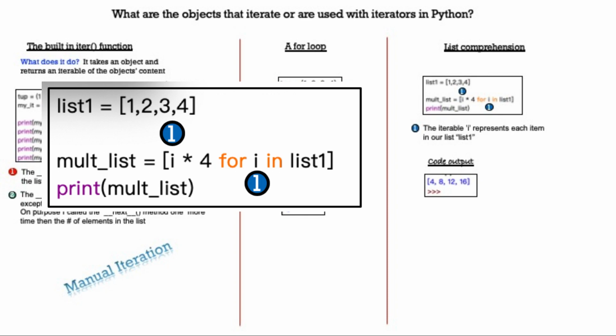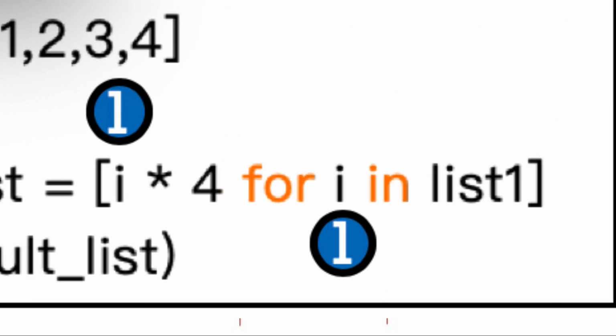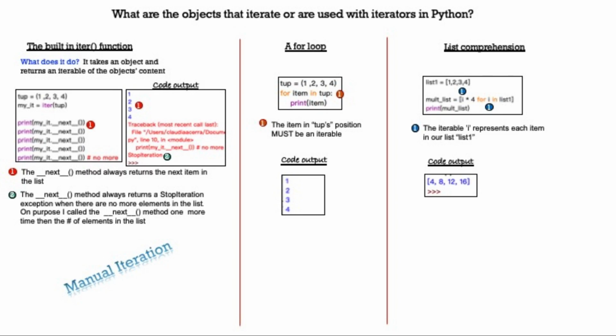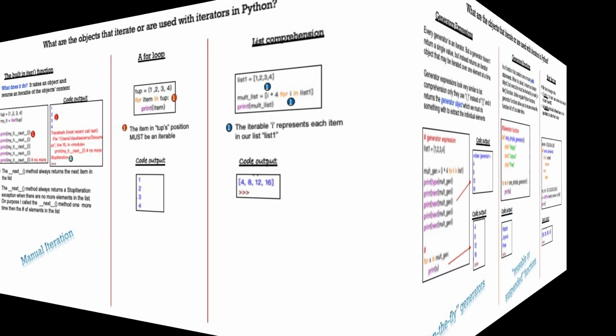So i times 4 for i in list1 is a typical syntax for list comprehension. So it's i representing each one of those elements times the number 4 for all of those in list1, and it outputs, instead of 1, 2, 3, 4, the multiplied version, 4, 8, 12, and 16.